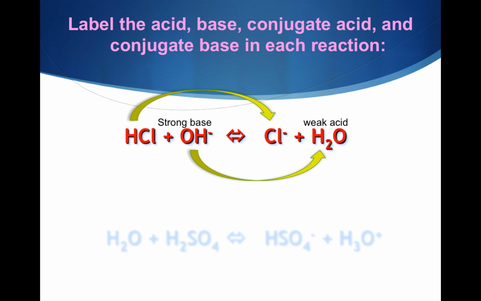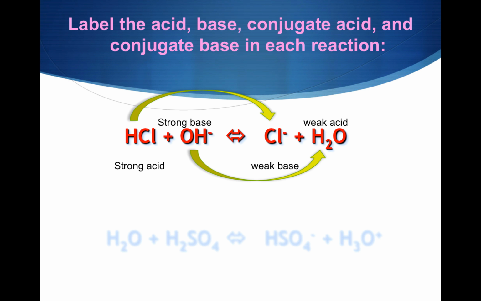If you look up water on Table M, water is a weak acid with a small Ka. Since water is a weak acid, the hydroxide ion must be a strong base. Now consider HCl and the chloride ion. HCl is a strong acid with a large Ka. That means when it loses its proton, its hydrogen ion, it changes into a weak conjugate base.